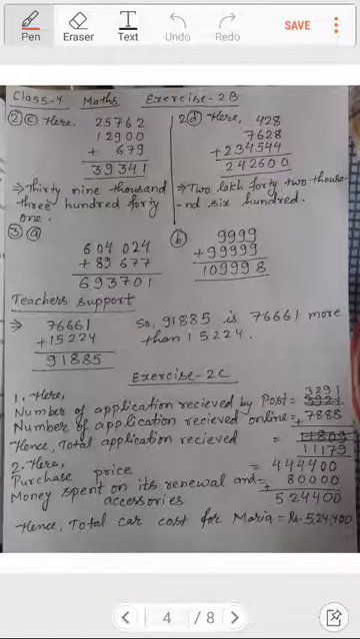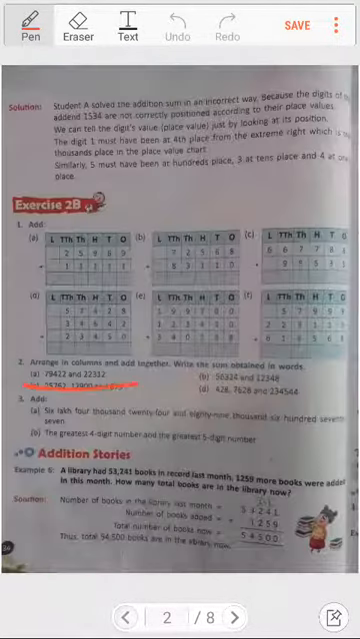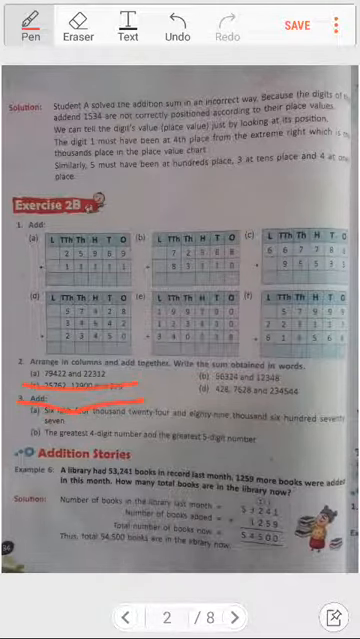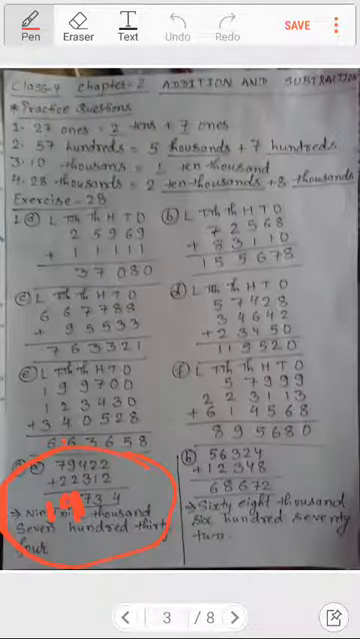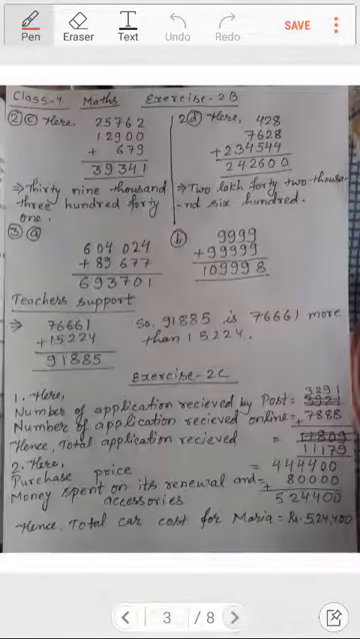In C there is 25,762 and 12,900, and another is 679. I had just drawn a line over there, so it is not clear. So I spoke the number, and there I had written the number. You can see 56,324. The C number question is there. So you can see 27,500, 25,762, 12,900 and 679.